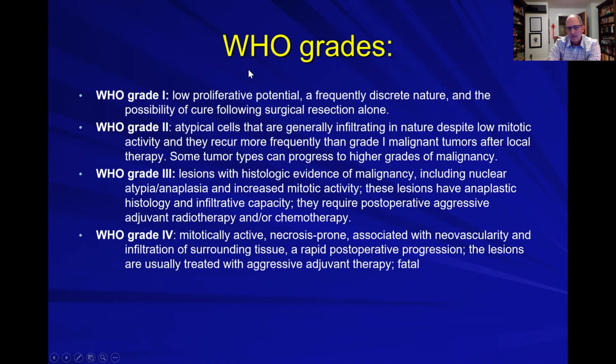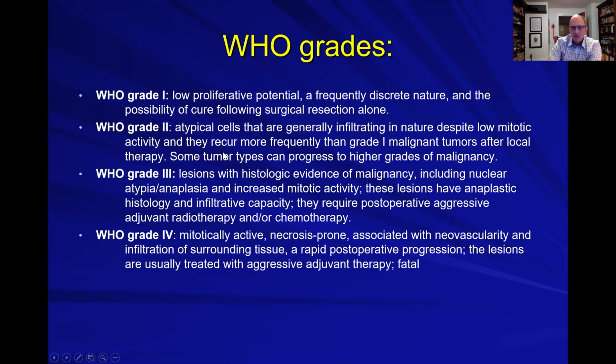So that classification scheme defines those tumors as we were just going through, but then defines their WHO grades. And so the grading system is important to think about. There's grades 1, 2, 3, and 4 that you've heard before. And just to quickly remind you, grade 1s, these are tumors that have low proliferative potential, very discrete on MRIs and in the brain, and possibility of curing them just simply with good surgical resection. Grade 2 tumors have more atypical cells, more infiltrating nature, but still have a low mitotic activity. They do recur more frequently than grade 1 tumors.